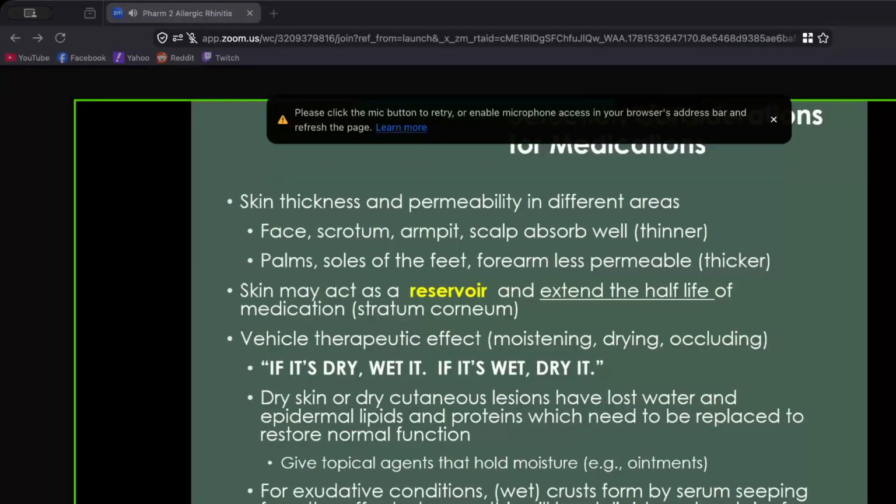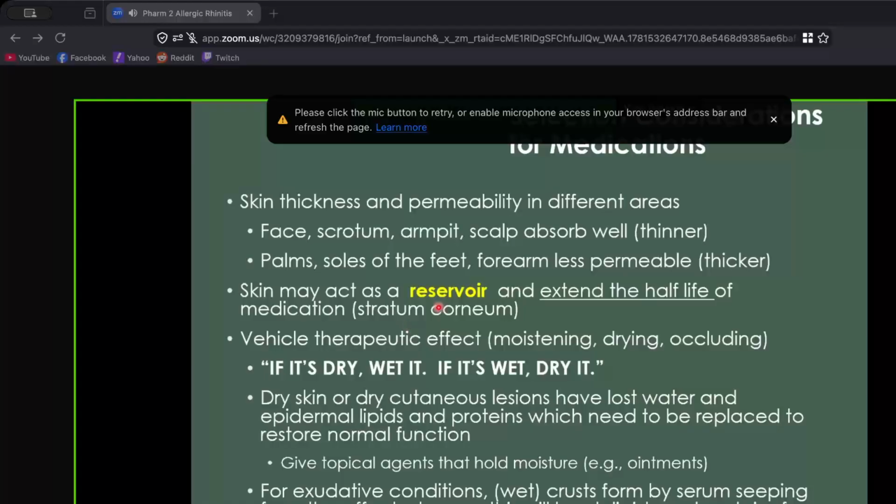Some of the general rules that we have and that you'll hear sometimes is if it's dry, wet it, and if it's wet, you want to dry it. And that's just a main idea of how we talk about if we want to moisten or dry a skin condition that a patient may have.